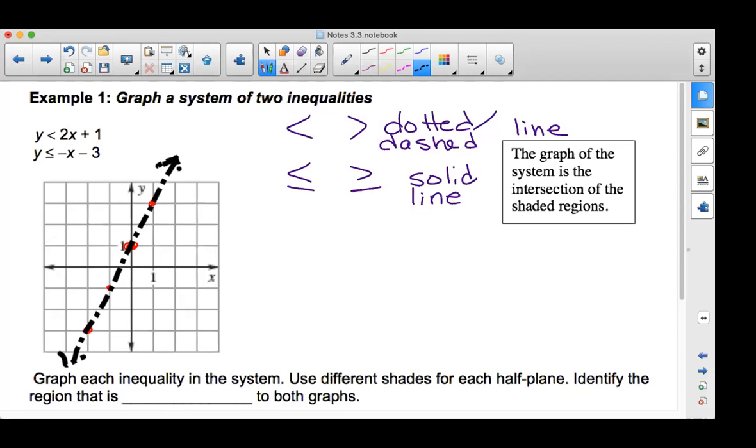Now the next part is the shading part. So how do you know which way to shade? Here's my line, but that's not my solution. It's a shaded area. So how do we know where to shade?